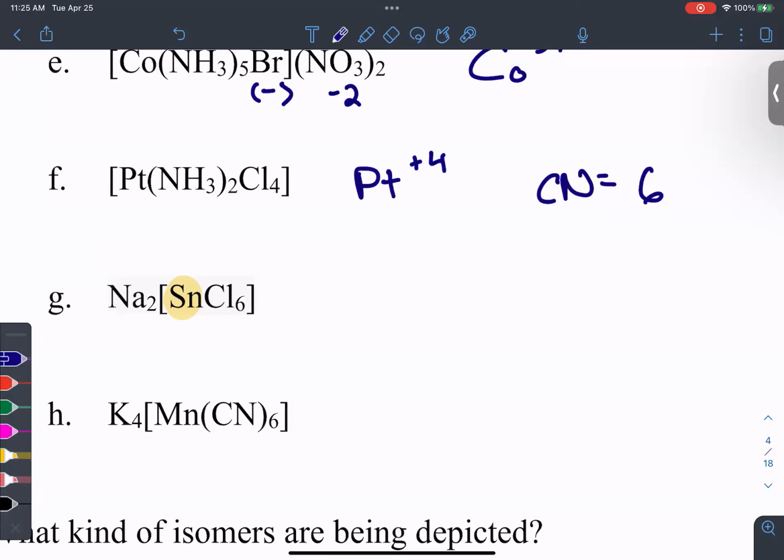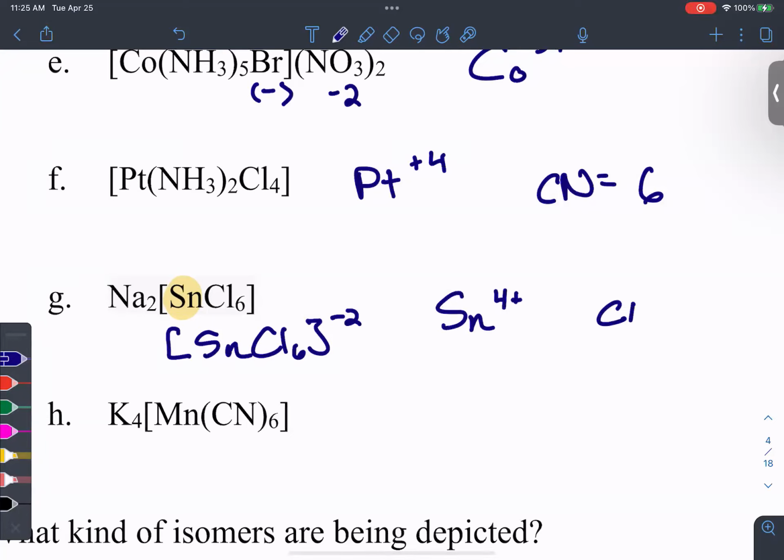So what is the charge of the whole complex? It has to be -2, yeah. So we just need those sodiums there to make the neutral ionic compound. So that means tin has to be what charge? +4. Yep, +4. And then what's its coordination number? 6. All right, potassium, there's 4 potassiums, so that means this whole complex has to be 4-. So manganese is what charge?